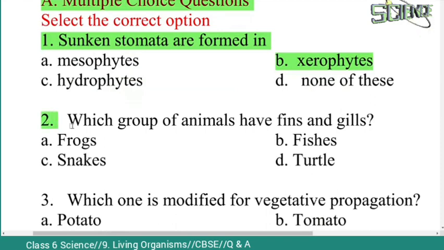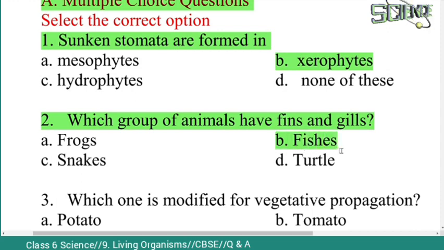Second question, which group of animals have fins and gills? The given options are A. Frogs, B. Fishes, C. Snakes, D. Turtle. The correct answer is B. Fishes. Which group of animals have fins and gills? It is fishes.